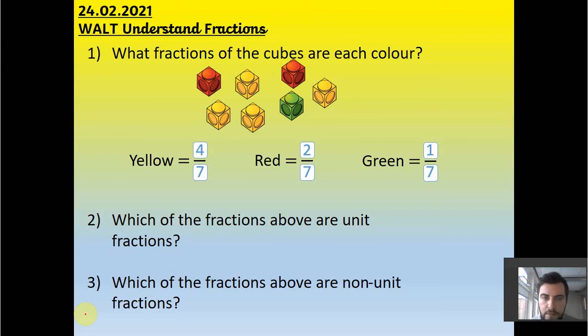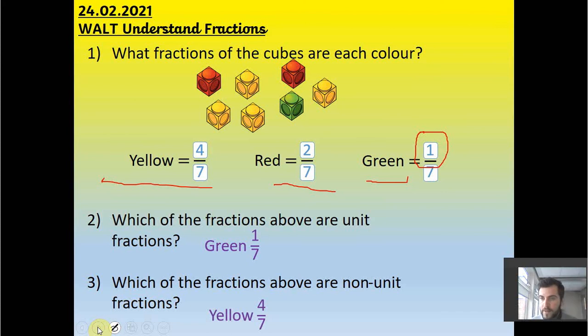Well done if you said the unit fraction here is green. Green's the unit fraction because it's the only fraction where it's got 1 as a numerator. So if you've got 1 as a numerator, it means it's a unit fraction. Which of these, question 2, are non-unit fractions? It's all of the others. It is this one and this one because they have a numerator other than 1, or greater than 1. And there's our answers just to clarify that.